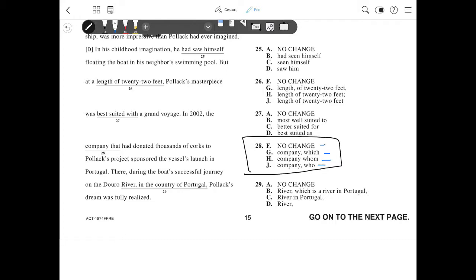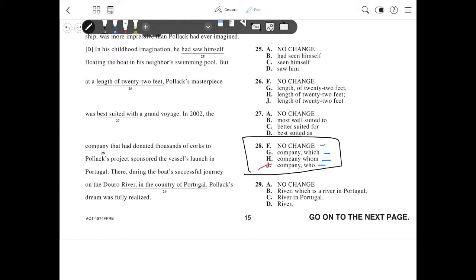So just by process of elimination and basic grammatical rules, we can cross out J. And the reason we can cross out J immediately is because when you're using comma, who right here, who is only used when you actually have a person that you're focusing on, or the subject basically. And in this case, company is not necessarily a person, and when you have a non-human thing or a non-living object, you cannot use who. You have to use which or that.